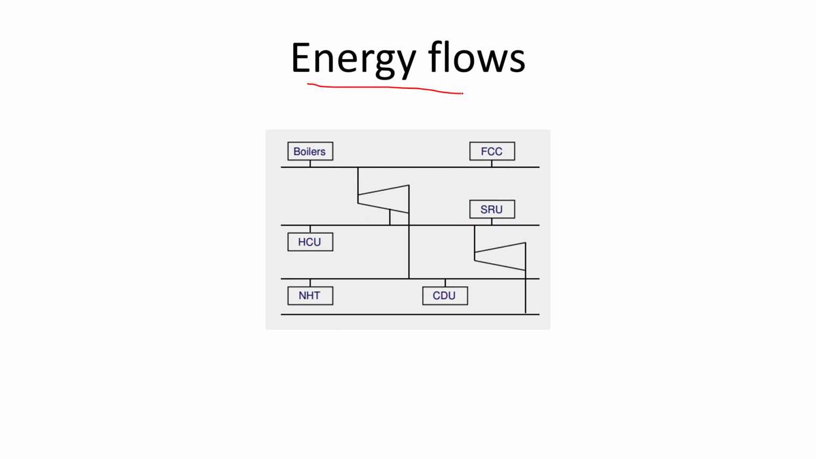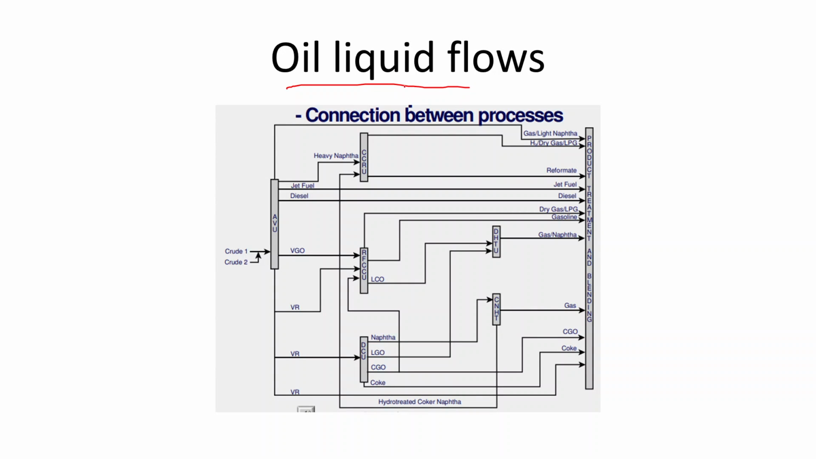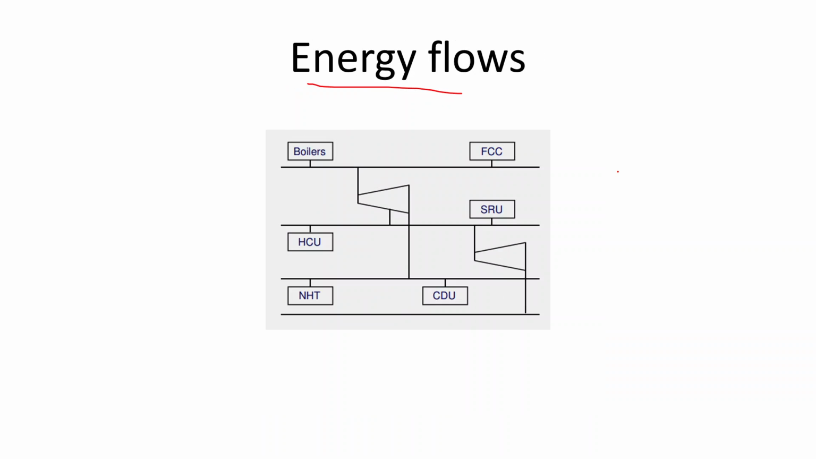So this energy flow, typically you will not see that as megawatts or megajoules per hour. You don't see these things. You see ton per hour, or kilobarrel per day in this case. And for this one, you don't see kilobarrel per day or ton per hour. What you see is basically the steam flow rate.